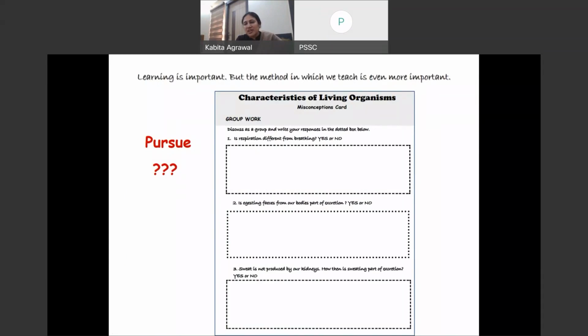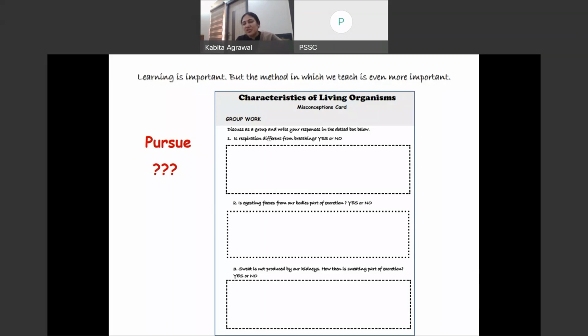Okay, teachers, for you, let me have this on the chat box. Is respiration different from breathing? Let's play this. Yes. No. Yes. Or is breathing a step of respiration? So you may like to look into it. Okay, so do your little search.